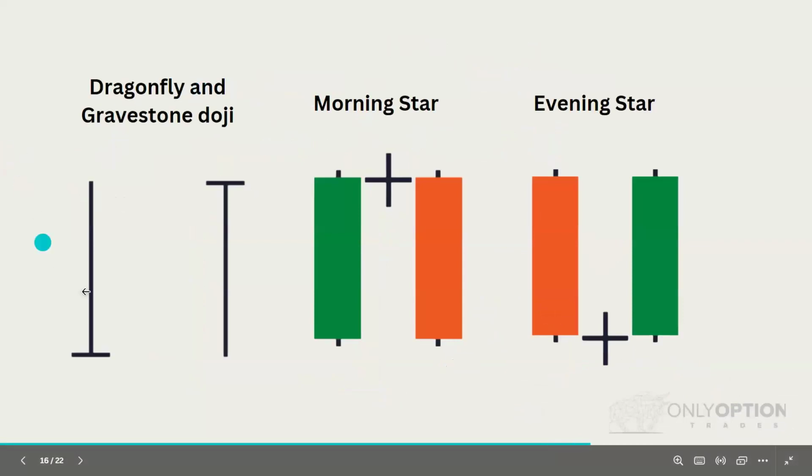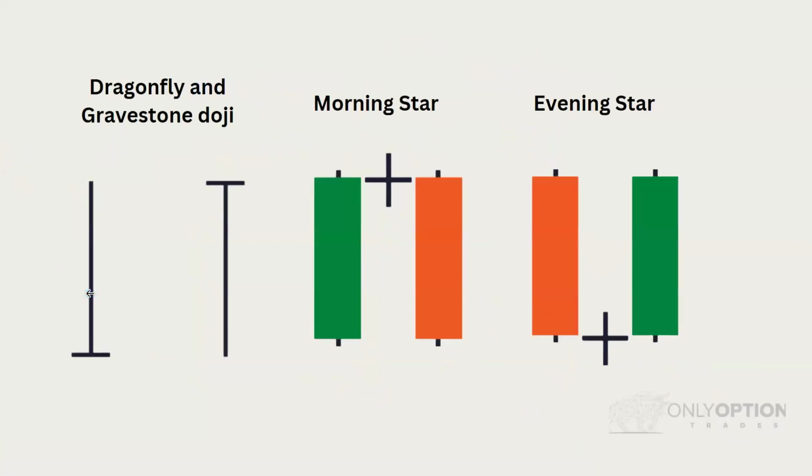And then we have fairly neutral candles. We have the dragonflies and the gravestones. What happened here? We opened right here, went up, went down, and we closed the candle exactly at the same spot that we opened. So there's no body, there's no move. So we got the dragonfly or the gravestone doji, same thing. We just started here and it went from one side to the other and nothing happened.